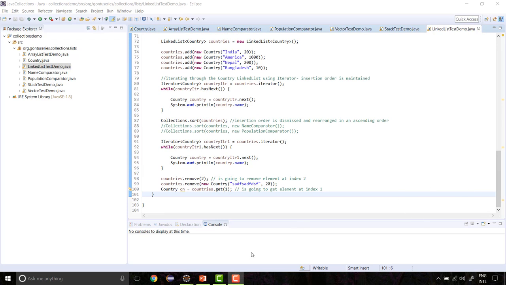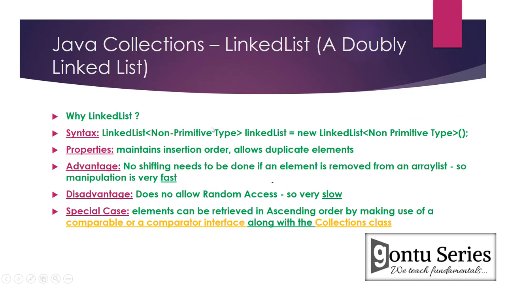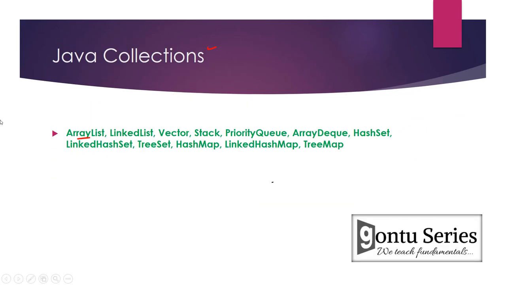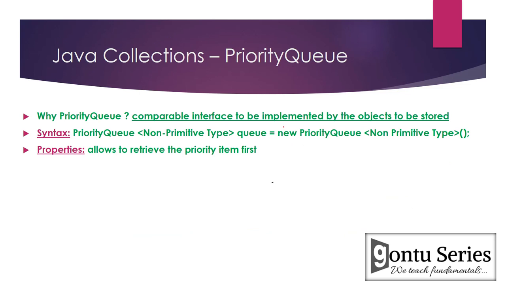All right. So what is next? We have so far talked about the concept of an ArrayList, then we talked about linked list, then vector, and then stack. The next Java collections we are going to study are the priority queue and then ArrayDeque. So these are the things that we are going to study now. So what's a priority queue? Well, this is the priority queue.